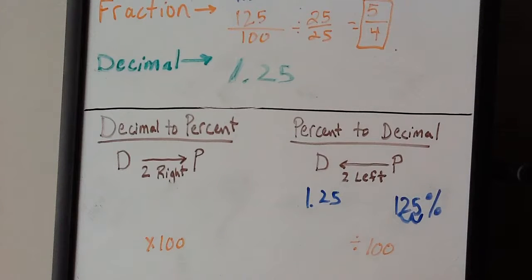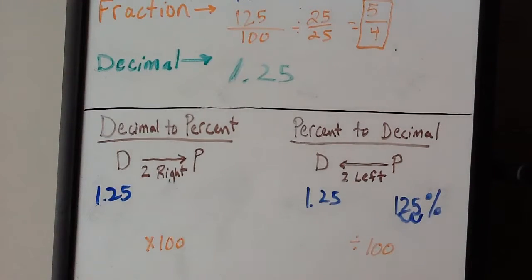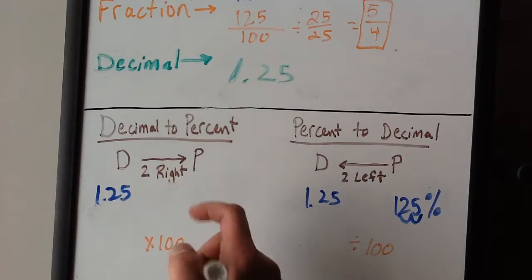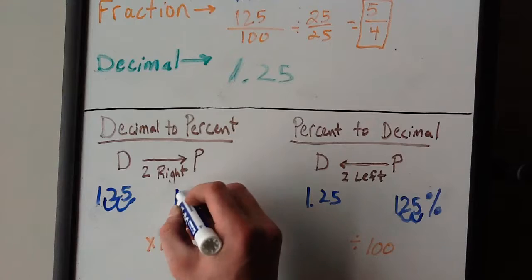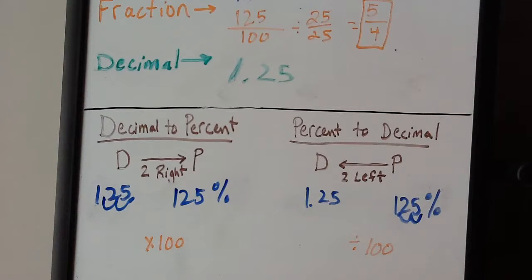And then to go from decimal to percent, I know that we already know the percent, but let's just say we knew 1.25, and we want to take 1.25 to a percent. I'm going to move the decimal 2 places to the right. I start at D and I go to P. So I'm going 2 places to the right with my decimal. 1, 2. And so I have 125%. And remember, whenever you go 2 places to the right with your decimal, you are multiplying by 100.